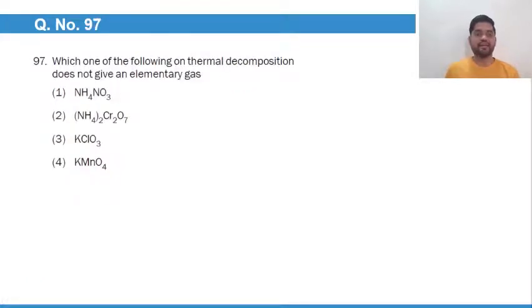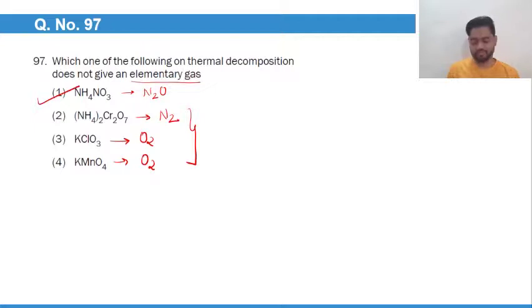Okay. 97. Which one of the following on thermal decomposition does not give elementary gases? What I know is this will form a gas of N2O, so this does not give. Ammonium chromate will give you nitrogen, an elementary gas. Perchlorate will give you oxygen. KMnO4 will give you oxygen. So all these three will give you elementary gas except option number 1. So that will be the right answer.